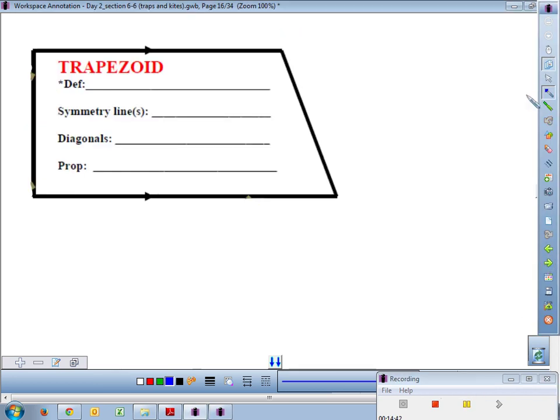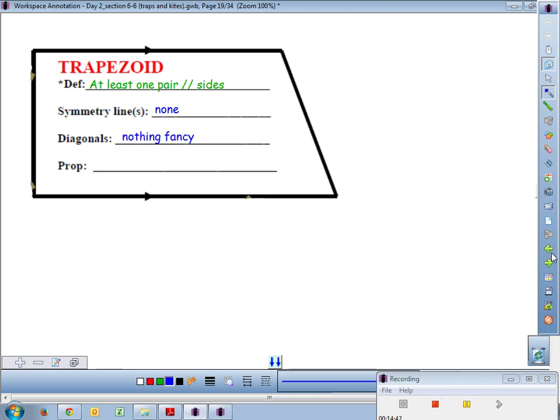So back to that hierarchy deal, and now let's fill out our information about a trapezoid. Its definition, remember, it's got at least one pair of parallel sides. And when it comes to symmetry lines for a trapezoid, it will have none. And there is nothing fancy about the diagonals either. They are not perpendicular to each other, they do not bisect each other, and they're not equal to each other.